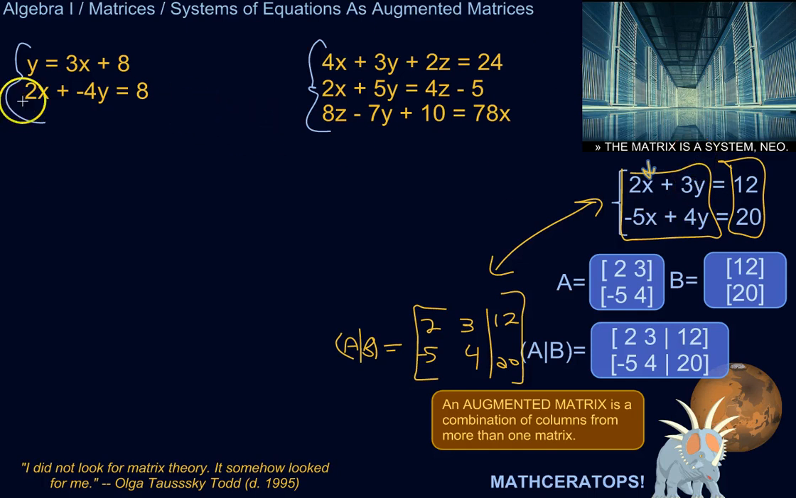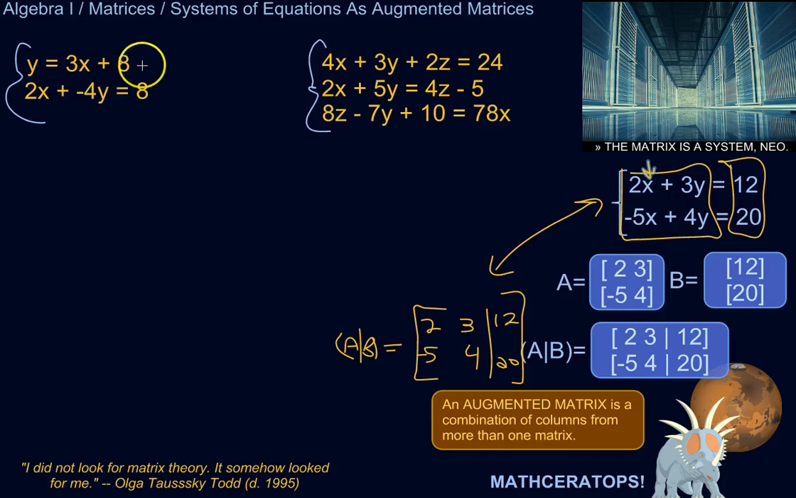So that's the first step, and then just write it as the augmented matrix. So let me give you some examples. Here I've got an equation in slope-intercept form. Here I've got the equation in standard form. That's fine. I want that. So I need to rearrange this guy a little bit first.